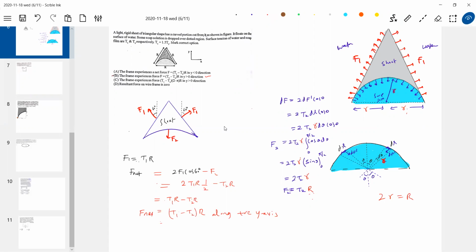Now you see this. Okay, fine. This is everything answered. Okay, this is very important. If you get a curved one, the force you should calculate like this. Very, very important.